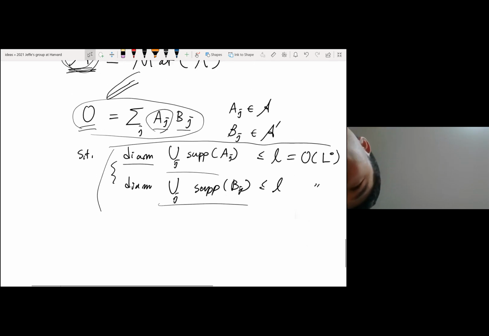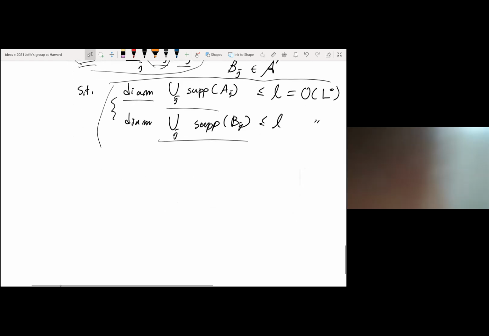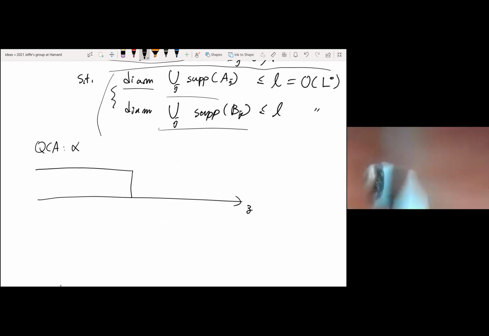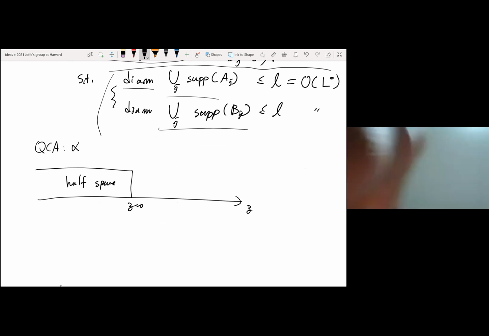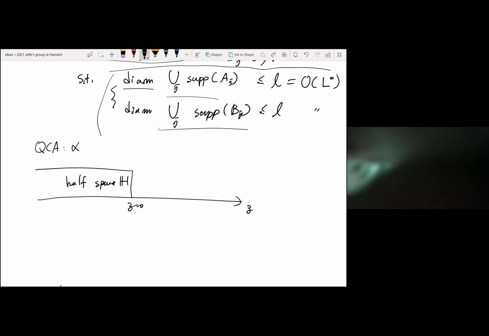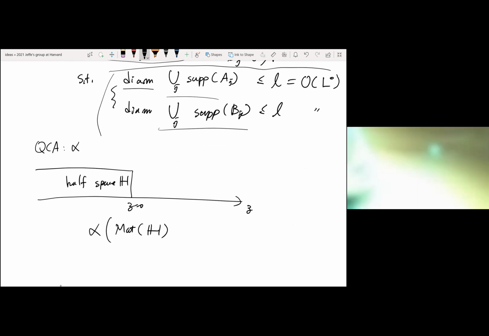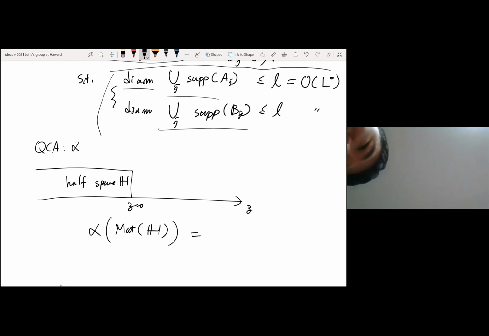So why do I care about these invertible subalgebras? The connection is the following. Suppose I have a QCA alpha, and I consider a half space. I collect all the operators supported on that half space, so the total algebra on that half space, and I map it by my given QCA. A simple thought shows that this actually includes the total algebra on the, quote unquote, interior of the half space.